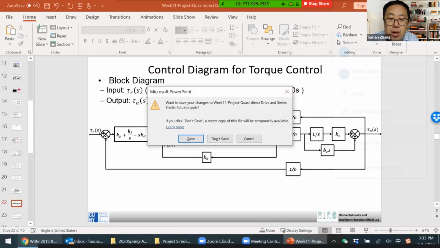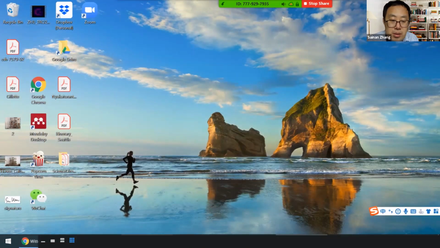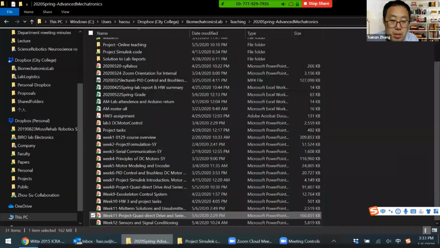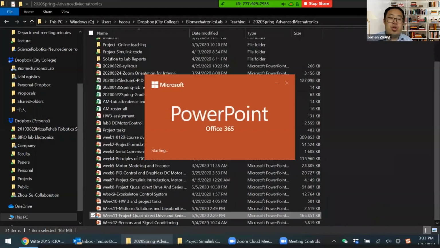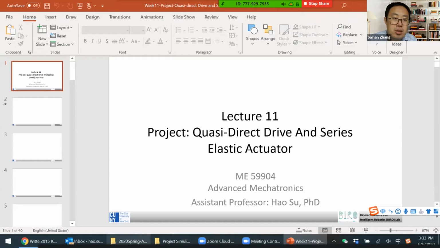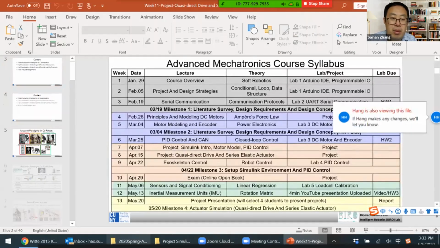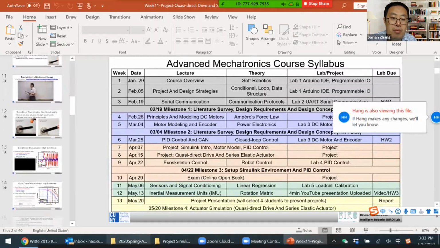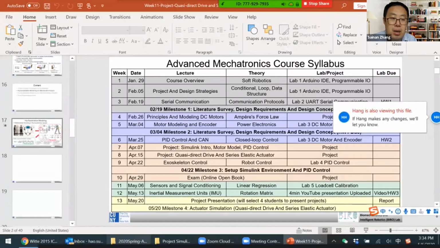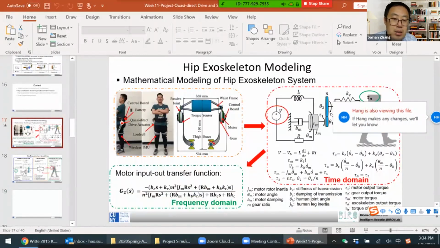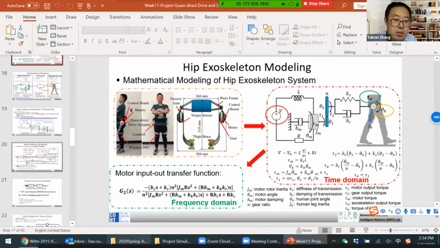Yeah, let me start over the lecture because there's some update from this file. A chirp signal is continuously changing your input frequency. So that's a smarter way to do this frequency characterization. So yeah, let's.